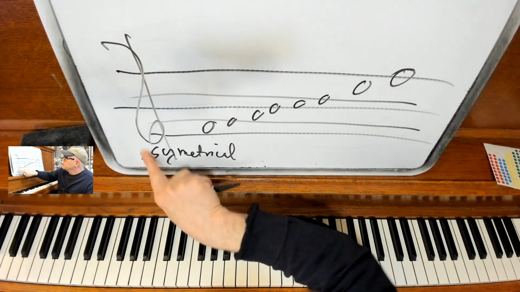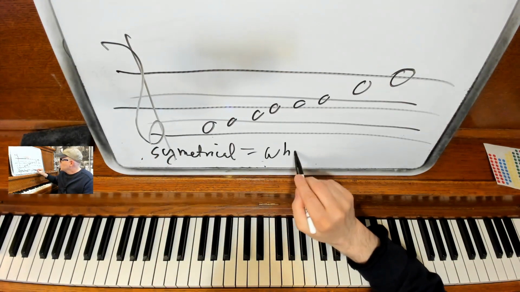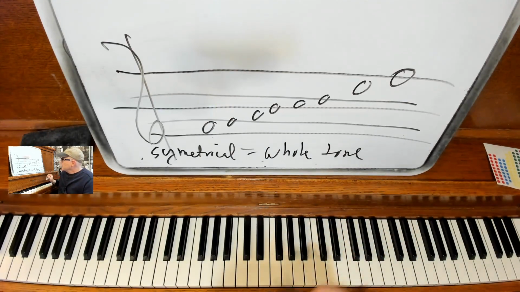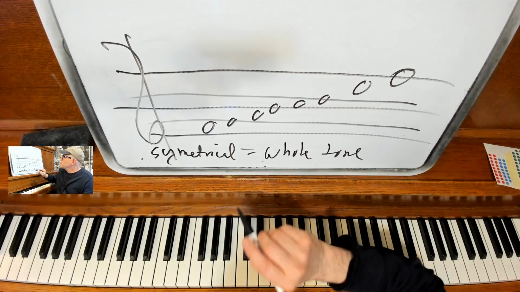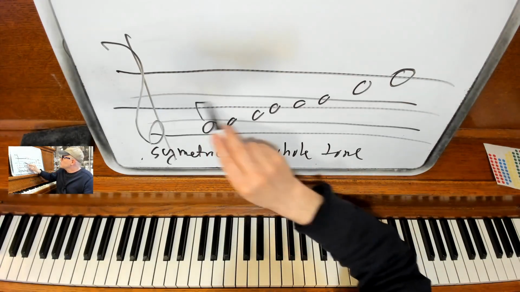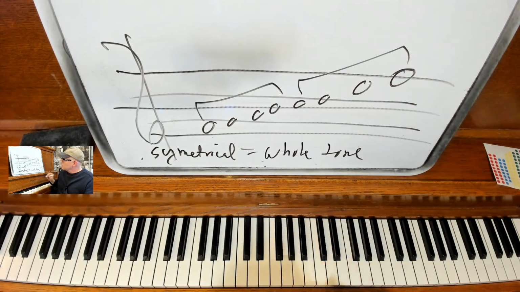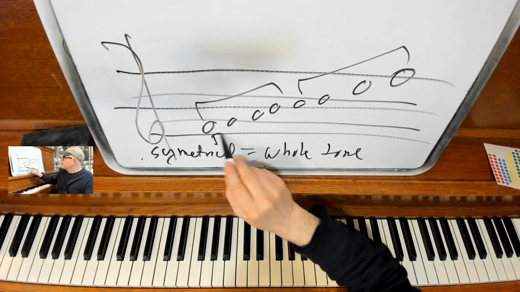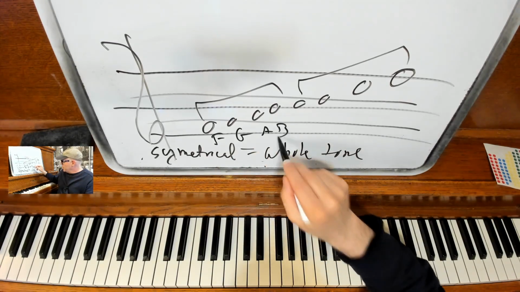But there are symmetrical scales, and the first symmetrical scale we'll talk about is the whole tone scale. And here's where the grammar and spelling in music come into play. So there's our grouping of four notes, okay? And we can spell this F, G, A, B, okay?